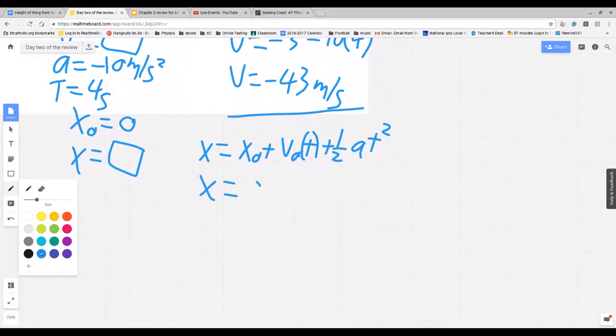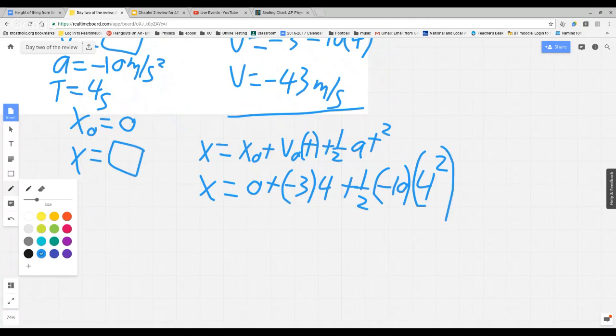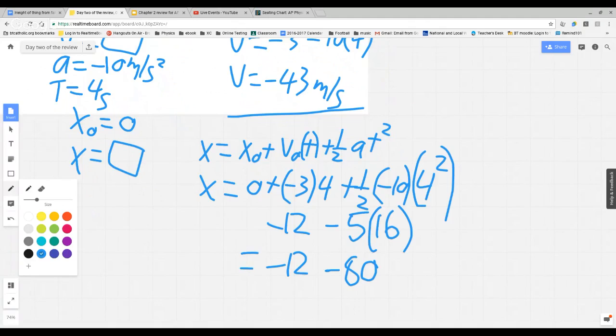X equals 0 plus negative 3 times 4 plus 1 over 2 negative 10 4 squared. What's 3 times 4? 12. Half of 10. 5. 4 squared, 16. 5 times 16. 80. Negative 92.